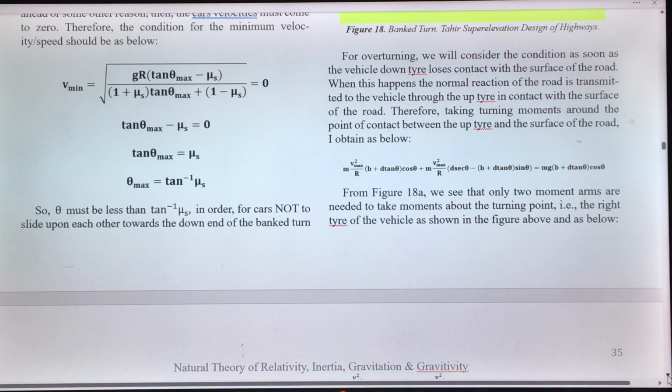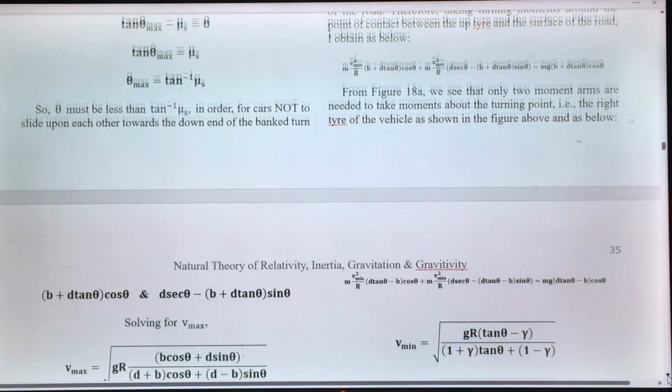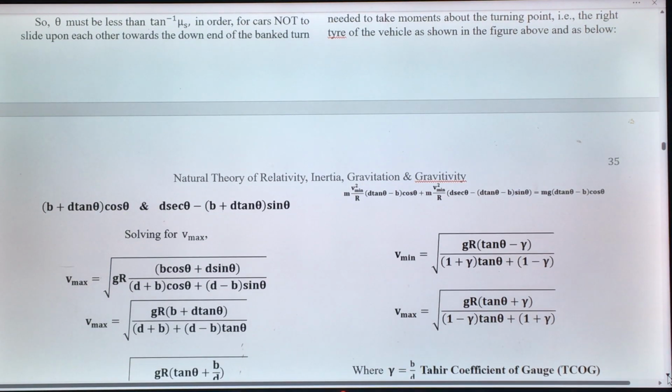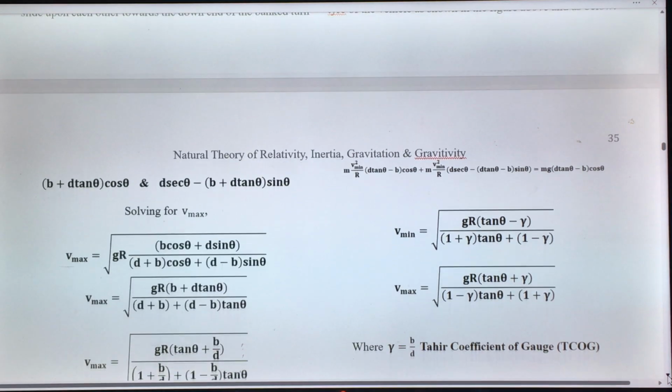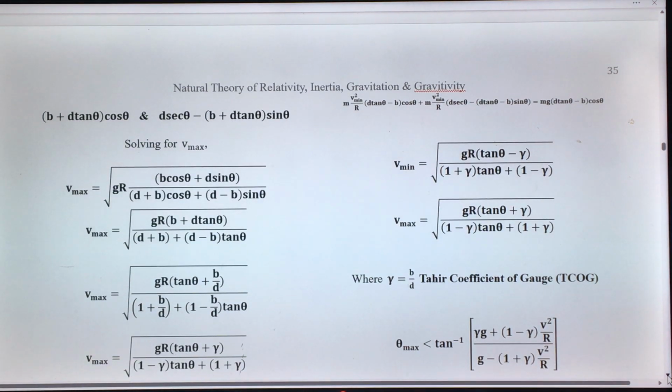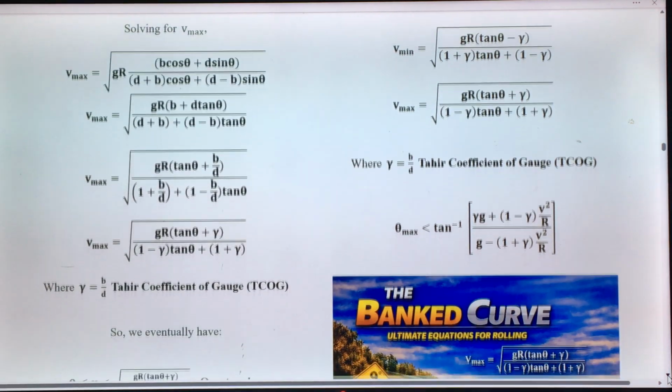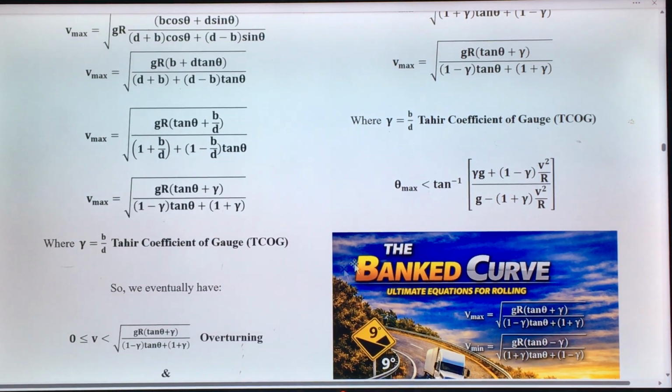The right tire of the vehicle, as shown in the figure above and as below. So with respect to the right tire, only two moment arms are taken into consideration. So solving for Vmax, we get the expression for Vmax, then Vmax is equal to the square root of g r tan. Okay, so the final expression that we obtain is this.